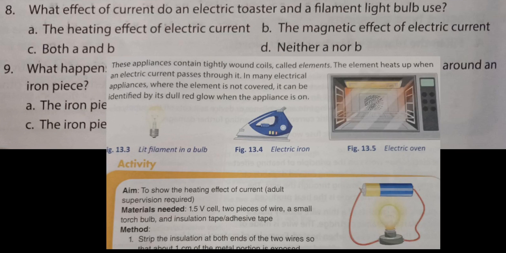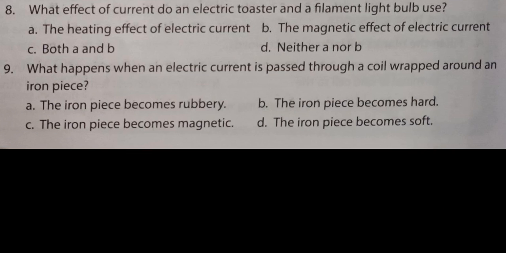The electric light bulb and the electric toaster show the heating effect of the electric current. The electrical energy of the current is converted into heat energy, so it is used for maximum radiation, as in the form of light, or in the form of cooking the food in the electric toaster. The answer to question number 8 is option A, the heating effect of the electric current.